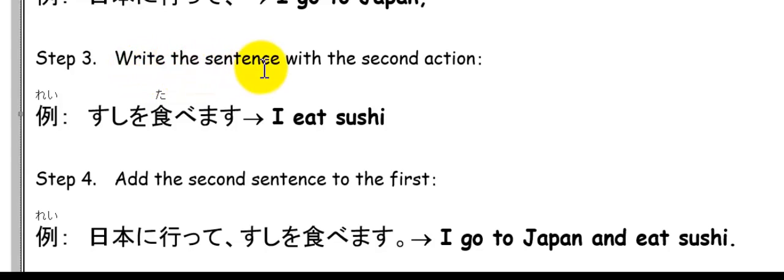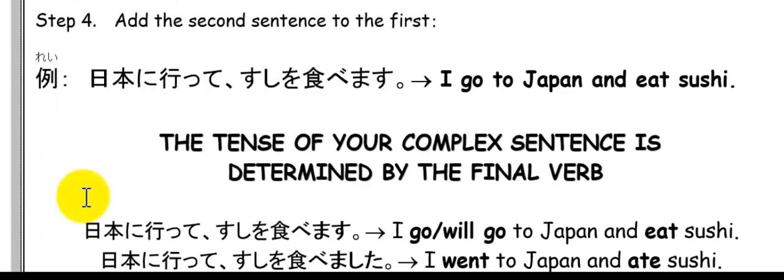So we're going to write the sentence with a second action. And after I go to Japan, I'm going to be eating sushi. So I eat sushi. Sushi o tabemasu. Finally, we've got step 4. And step 4 simply requires us to add the second sentence to the first. So we've got Nihon ni itte sushi o tabemasu. I go to Japan and eat sushi.